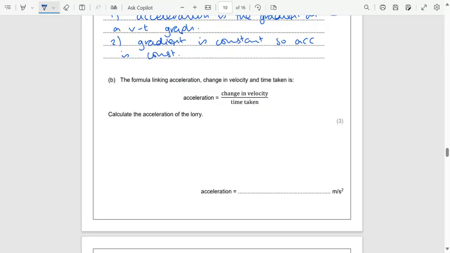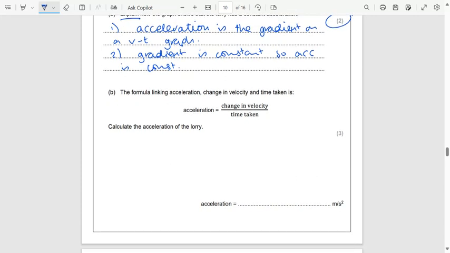For B, we're asked to calculate the acceleration. So calculate the size of the gradient. Now the acceleration is the change in velocity divided by the time taken. So I'm going to work out the change in velocity, which is final minus initial. I'm then going to work out the time taken.